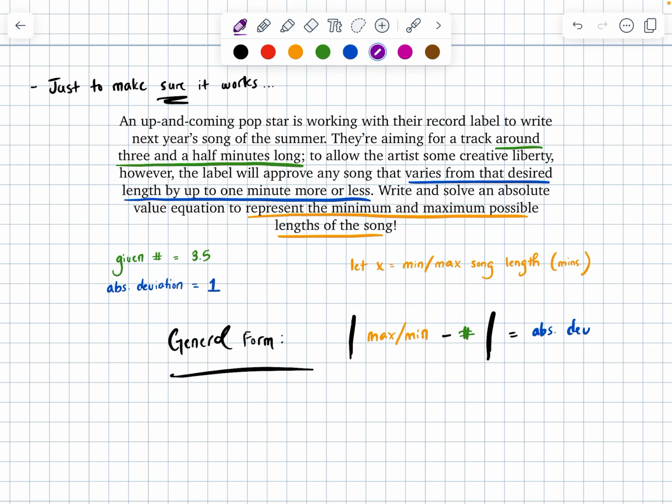In this problem, we said that we're taking the absolute value of the max or the min, which we represented using our variable x, minus the given number of 3.5 is going to be equal to the absolute deviation of 1. Give yourselves a 1-minute timer, pause the video, solve this equation, make sure that it matches with those answers we identified above.